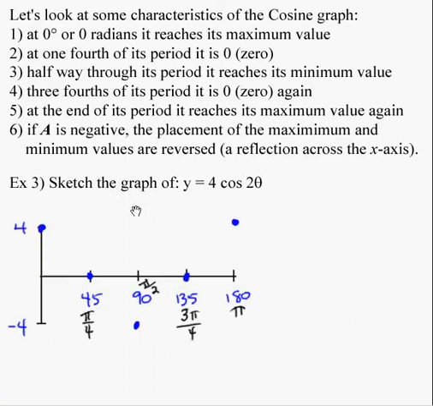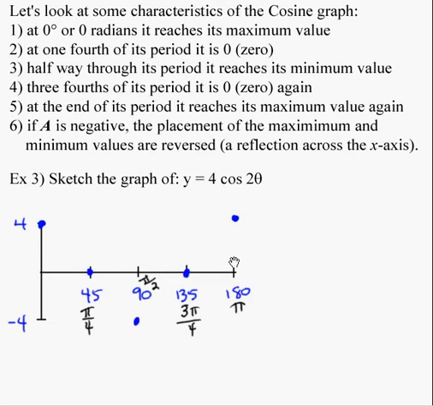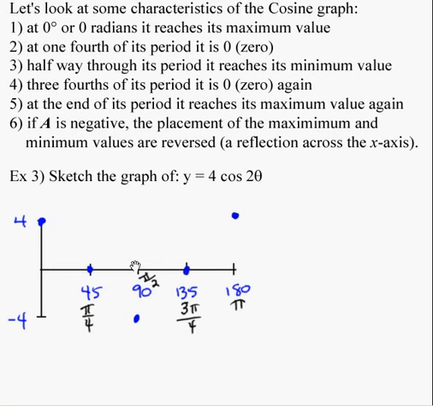So let's graph one. Sketch of 4 times the cosine of 2 theta. 4 means we're going to go up to 4 as our highest point, maximum, down to -4 as our minimum. We take 360 divided by the absolute value of 2, which is 180, and that's the period. So we want to break that in fourths. Half of 180 is 90. Half of 90 is 45. 45 and 90 is 135.